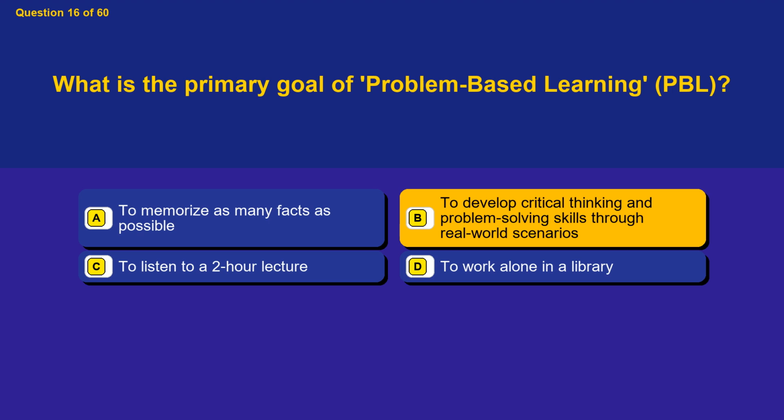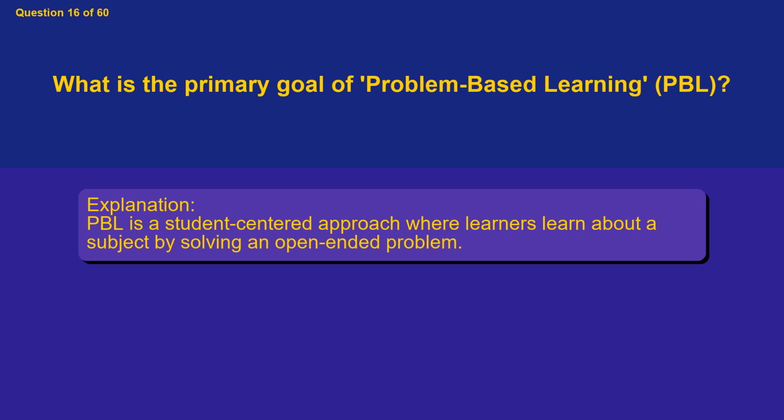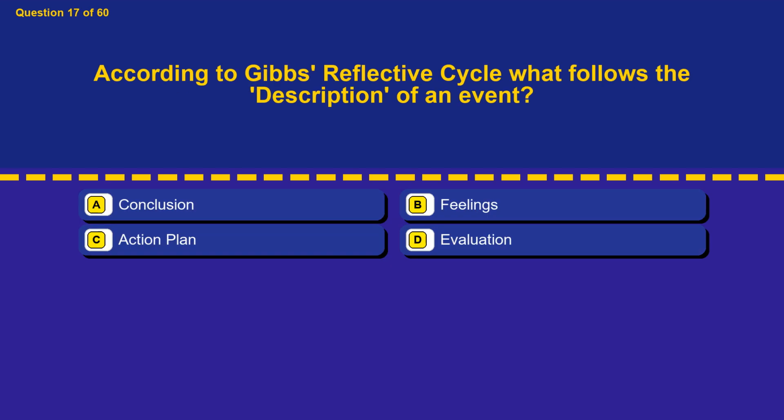The correct answer is option B, to develop critical thinking and problem-solving skills through real-world scenarios. PBL is a student-centered approach where learners learn about a subject by solving an open-ended problem. Question 17. According to Gibbs' reflective cycle, what follows the description of an event?